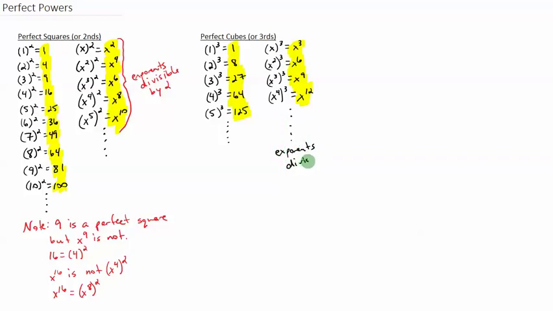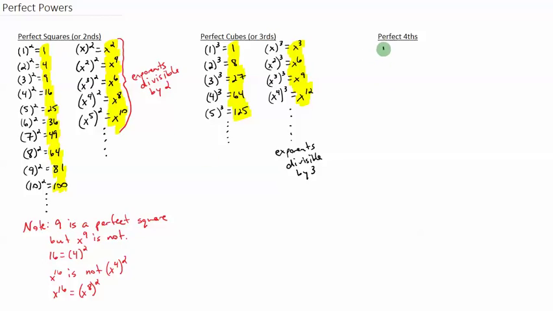divisible by 3. Okay? So x to the 60th is a perfect cube because 60 is divisible by 3. X to the 60th is also a perfect square because 60 is divisible by 2. Okay? We'll make one more list just to get the point across.